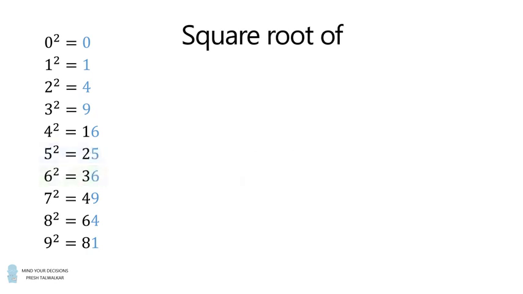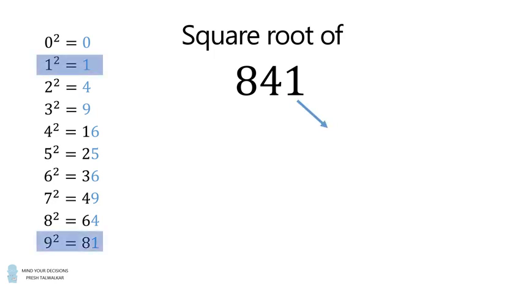Now, let's go to a little more complicated example. Let's calculate the square root of 841. The last digit is 1, and that could either correspond to 1 squared, which ends in a 1, or it could correspond to 9 squared, which ends in a 1 as well. So we have two options of 1 and 9. We'll sort this out in a little bit.